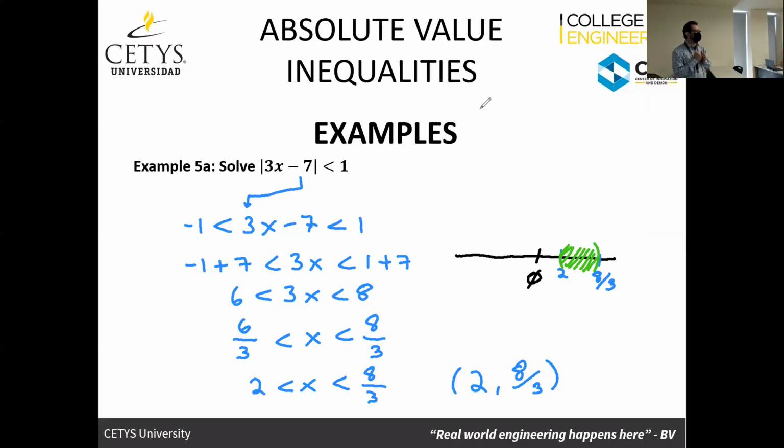Okay, questions with this one? Okay, the key is to remove the absolute value. Once we remove the absolute value, it turns into a normal inequality like the ones you've already been working with.